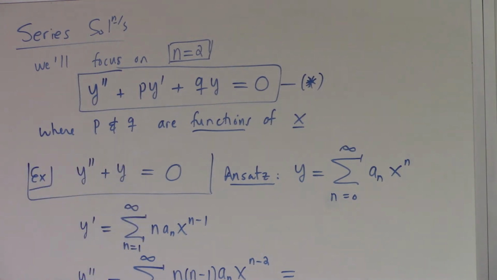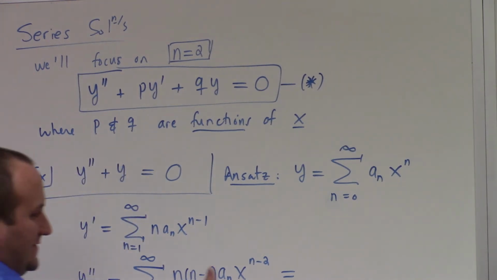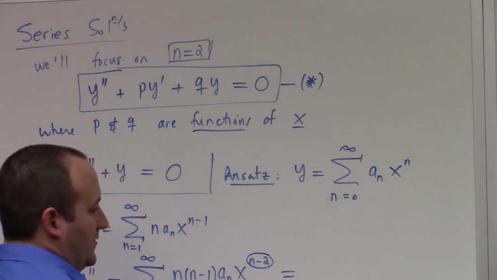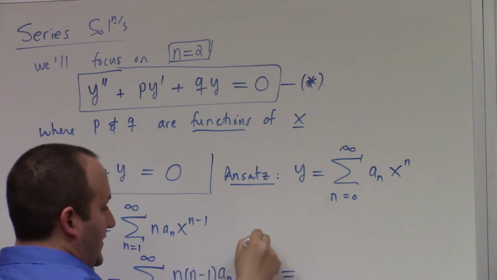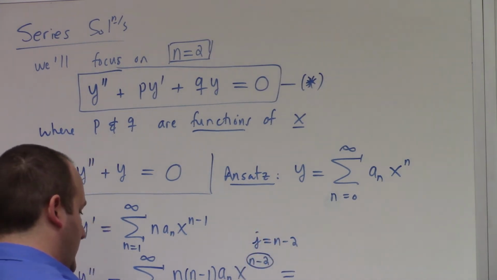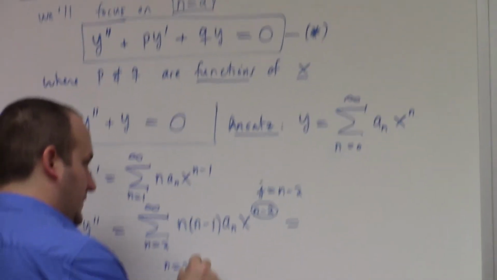I'm not making my case very quickly. Let's think of this as being a new variable, is my point. Let's call this thing something else. I don't know, j. So j equals n minus 2. If I do that, if n equals 2, then j equals what?